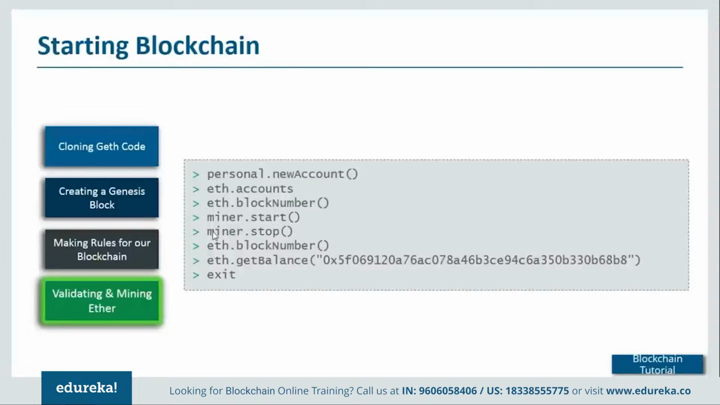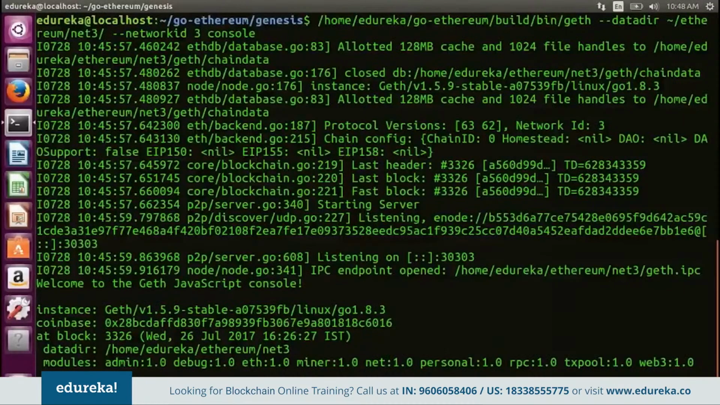Then you have miner.start. This starts the mining operation, and to stop the mining operation you can use the command miner.stop. Finally, you have eth.blockNumber, which tells you at which block you are after performing the mining operation. And finally, the command eth.getBalance will help you identify what is the balance in a specific account. Now this is basically the account details that we had seen earlier. It is a hash value and you get it as soon as you create an account. So now let's go back to our console and begin by executing each of these commands one by one.